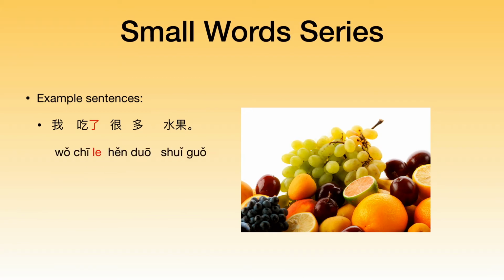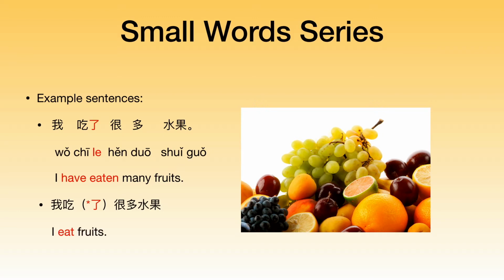So for example, 我吃了很多水果. I eat many fruits. So here we add the le to tell you, oh, okay, so it's not right now or in the future. I have already eaten. I completed the eating process. So in English, you would say, I have eaten many fruits. So if you don't use it, 我吃很多水果, you're just saying that I, in general, habitually eat a lot of fruit. So very different than at this moment, I'm telling you I have completed the action of eating fruit.